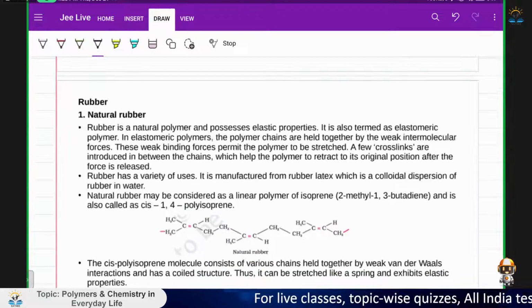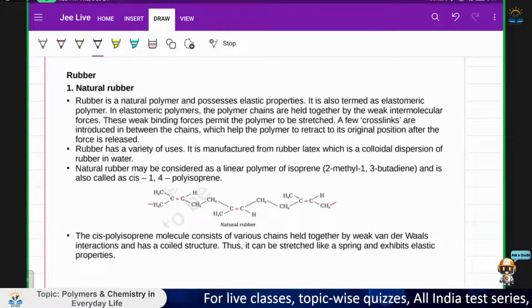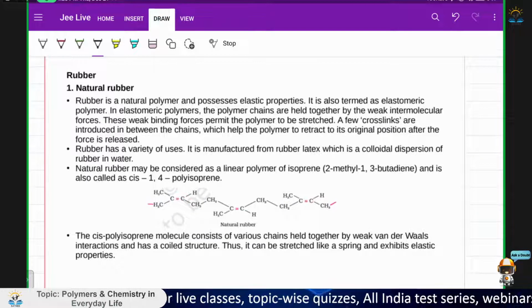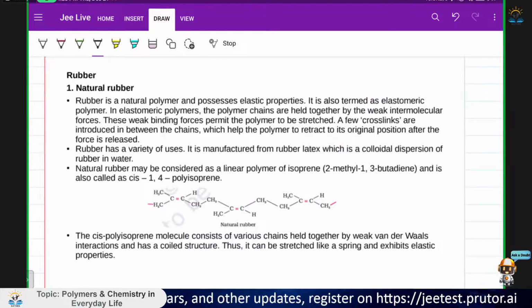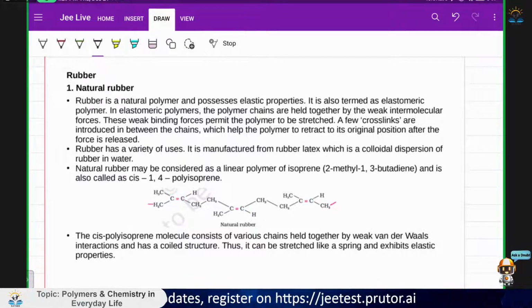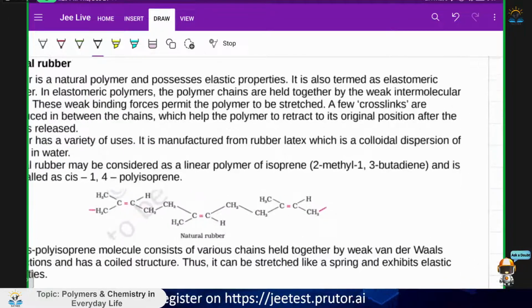Now we will study rubbers. First, natural rubber. Rubber is a natural polymer and possesses elastic properties. It is also termed an elastomeric polymer. In an elastomeric polymer, the polymer chains are held together by weak intermolecular forces. These weak binding forces permit the polymer to be stretched. So rubber has weak intermolecular forces. When we stretch it, it comes back to its original position due to what? Due to crosslinks present in it. These crosslinks help the rubber to come back to its original position.